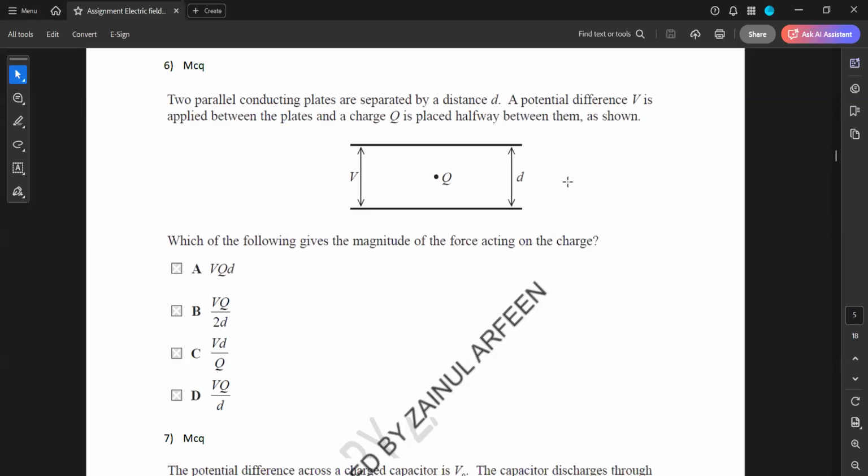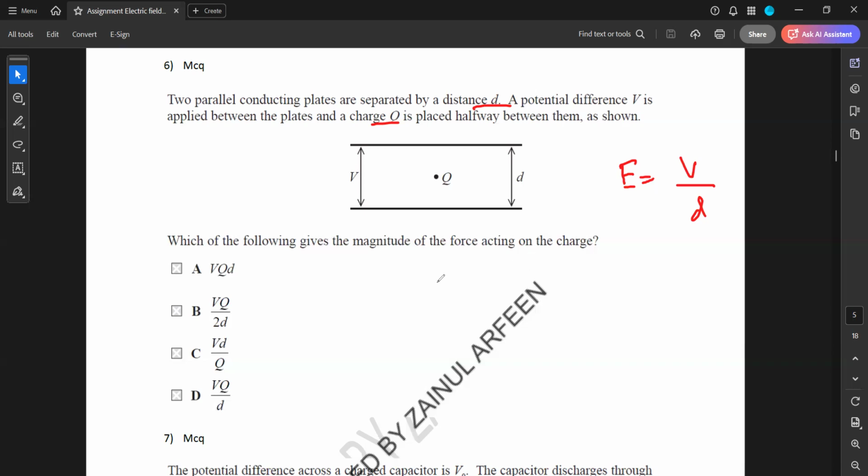So in this question, two parallel conducting plates are there, separated by a distance d. A potential is applied between the plates, and the charge q is halfway between them. Which of the following gives the magnitude of the force? First thing, we know this: what is the formula for the strength of the electric field between parallel plates? The strength of the electric field is the voltage divided by the distance. That's the formula.